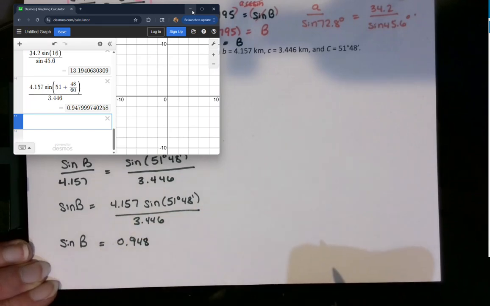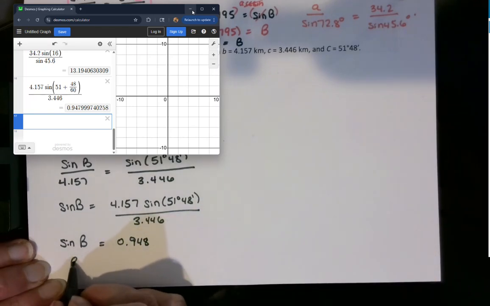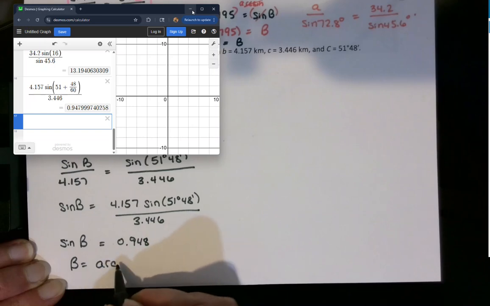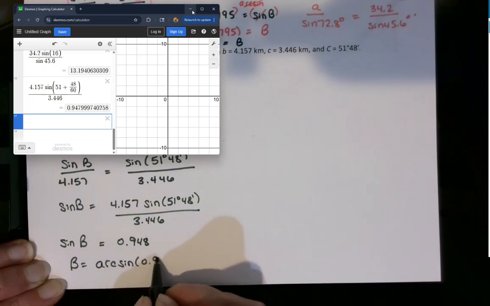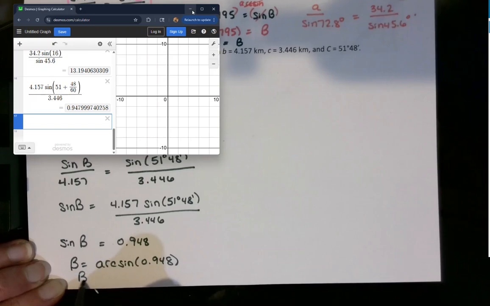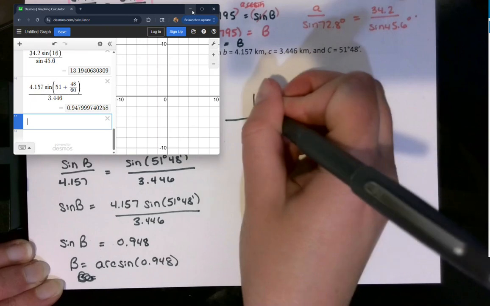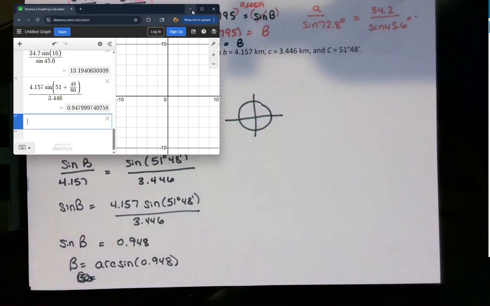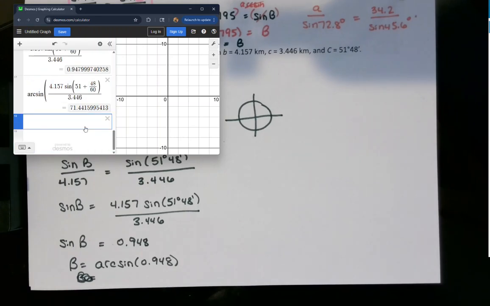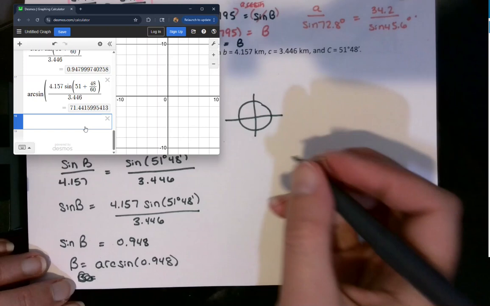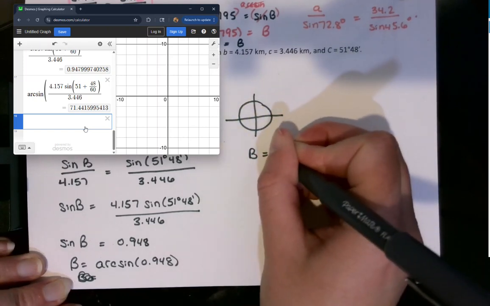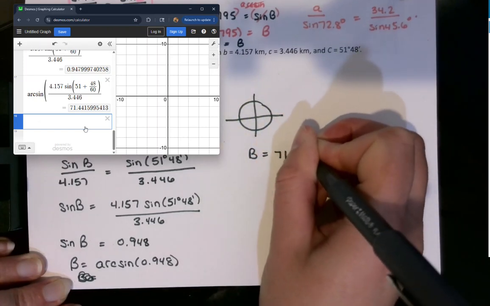And then I can use the arc sine as the inverse of the sine function. So B is going to equal the inverse sine or arc sine of that 0.948. I'm not going to write B equals yet, because I'm going to need to do my picture here and figure out both possibilities for angle B. Okay, so let's get that arc sine going. Arc sine of, I'm actually going to just copy that whole statement, paste it in, so I have the exact value here. So one possibility for B is that it is 71.4 degrees.